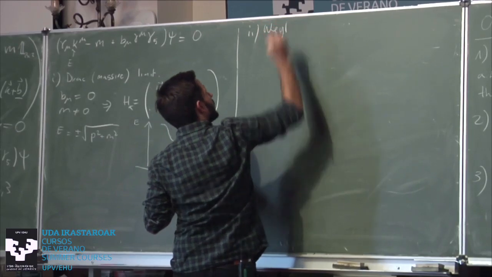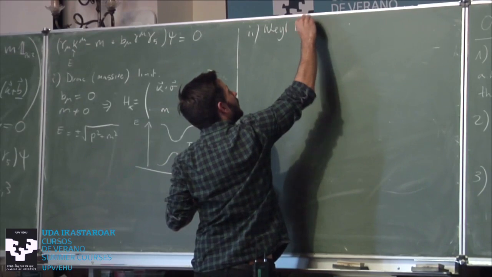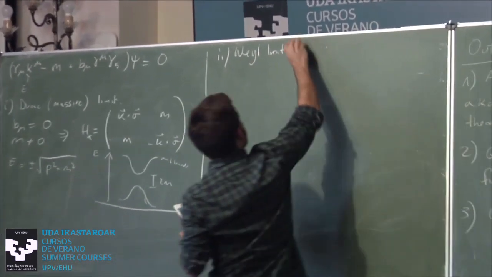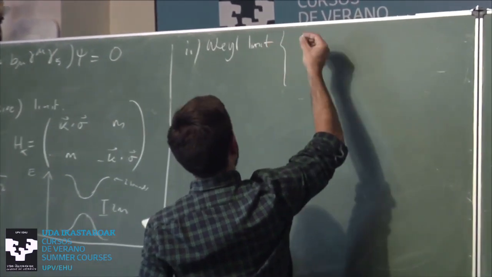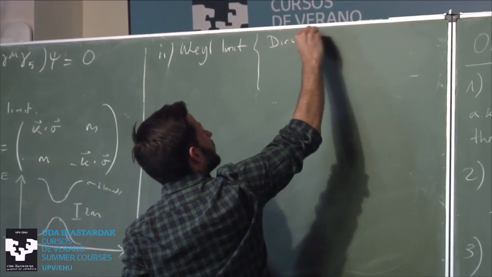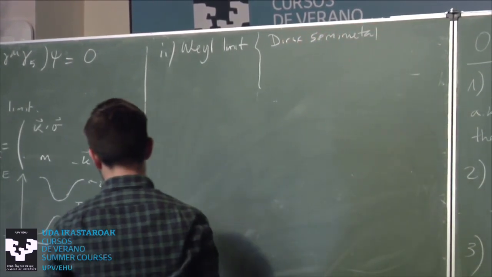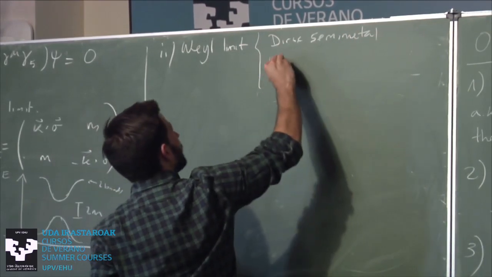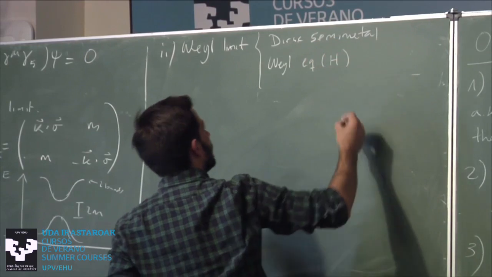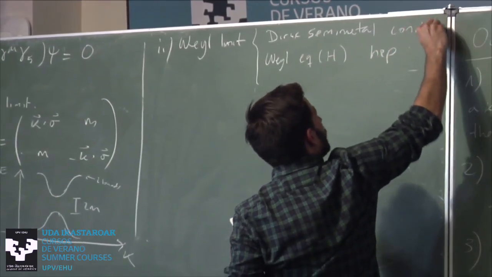So let's call this the Weyl limit. In this context, I'm using Weyl as in high energy physics; in the condensed matter community, I guess this would be called a Dirac semi-metal. But it's actually the Weyl equation, or Hamiltonian, in high energy physics.